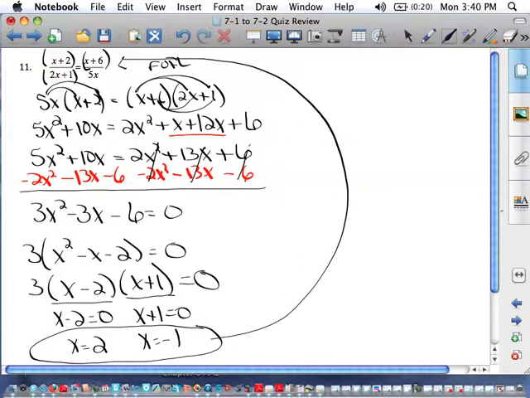So when x is 2, I substitute in a 2 for x. I get (2 plus 2) over (2 times 2 plus 1) is equal to (2 plus 6) over (5 times 2). So I get 4 is to 5 as 8 is to 10. If I reduced 8/10, it would be 4/5, and you can see that the answer would be true.